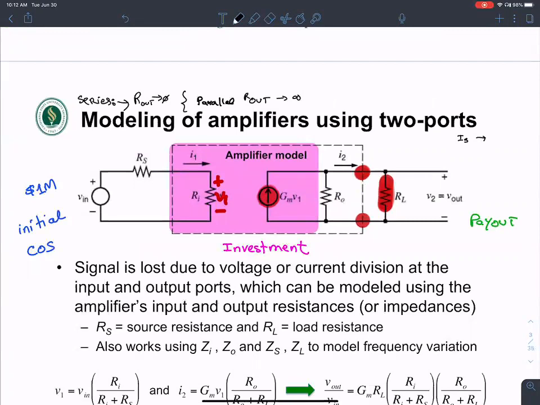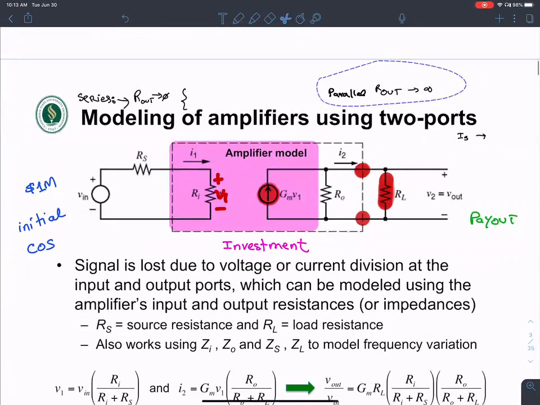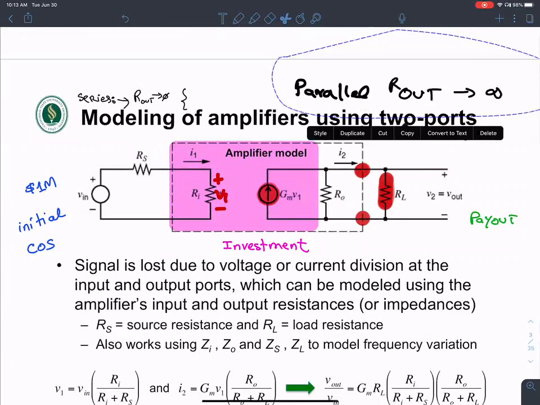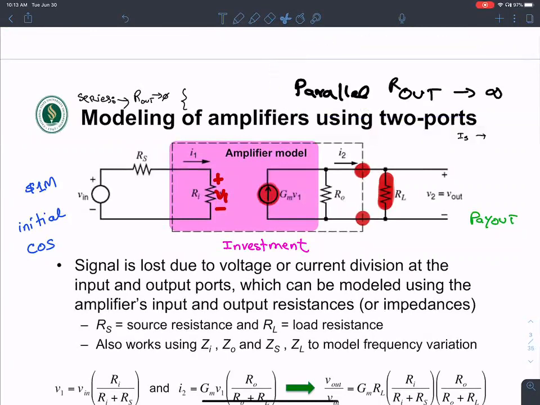So there is going to be some signal loss for any parallel output resistance. We want it to typically have a value, ideally infinity. I want it to have a really large value. And then I want any series output resistance to have a very, very small value. So that's the idea that we want to get.